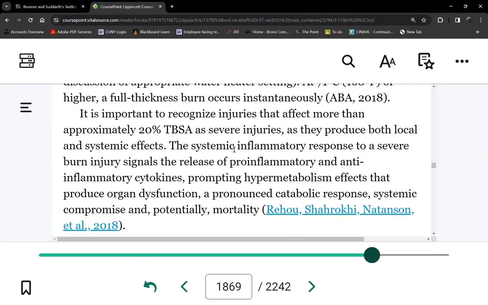And this is what happens. So this is systemic inflammatory response due to severe burn injury signals, and it will cause the release again of massive amounts of cytokines, pro-inflammatory cytokines, histamines throughout the body.